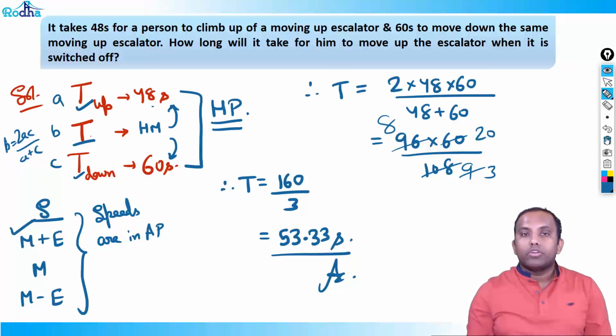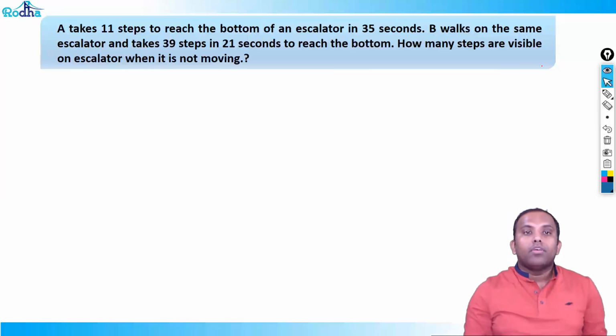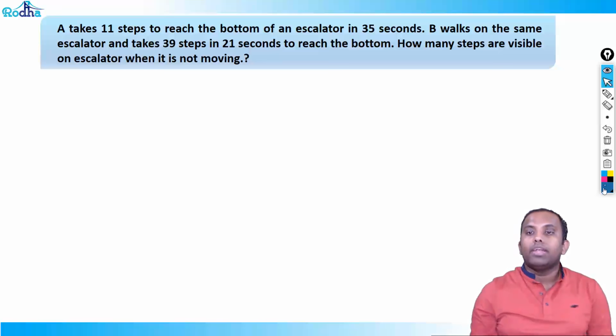Now move to the next question. Same concept we'll do in boats and streams also. On super questions we can do it very easily. Now here, A takes 11 steps to reach the bottom of an escalator in 35 seconds. B walks on the same escalator and takes 39 steps in 21 seconds to reach the bottom. How many steps are visible on the escalator when it is not moving? Again, we can do it very easily.